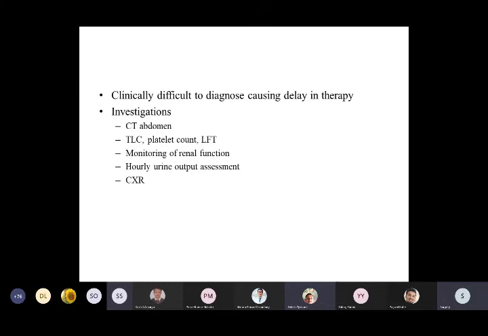For the investigations, we perform CT scan of the abdomen, total leukocyte count, platelet count, liver function test, and renal function test. We monitor the urine output and do a chest x-ray.